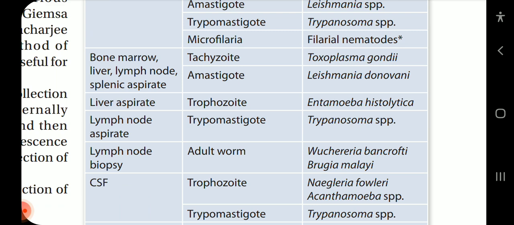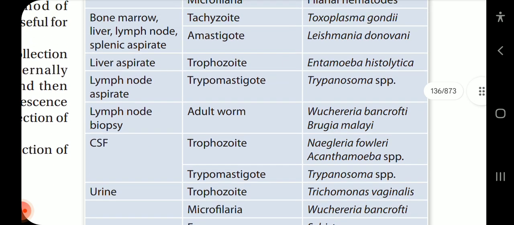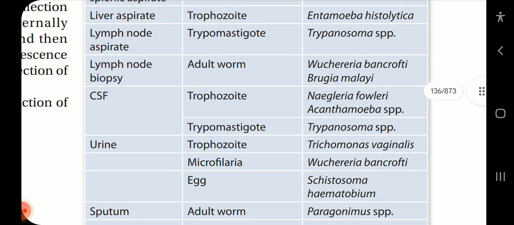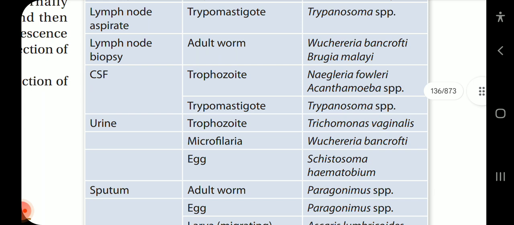In bone marrow, liver, lymph node and splenic aspirate, tachyzoite is seen in Toxoplasma gondii. Amastigote is seen in Leishmania donovani. In liver aspirate, trophozoite is seen in Entamoeba histolytica. In lymph node aspirate, trypomastigote is seen in Trypanosoma species. In lymph node biopsy, adult worm is seen in Wuchereria bancrofti and Brugia malayi.